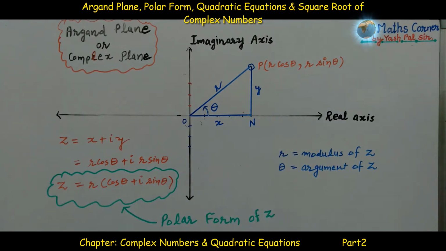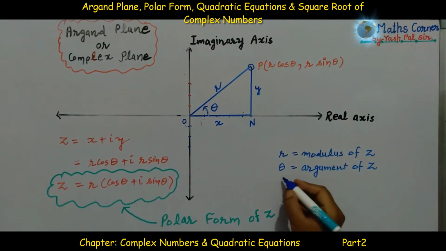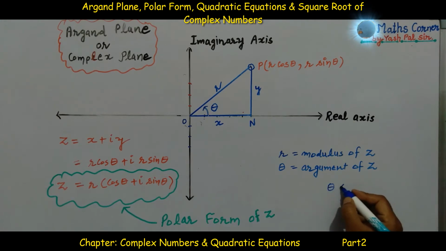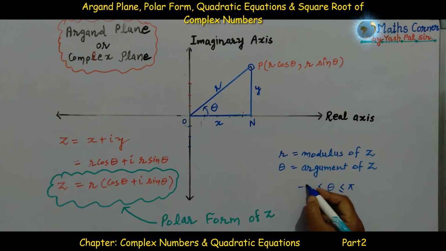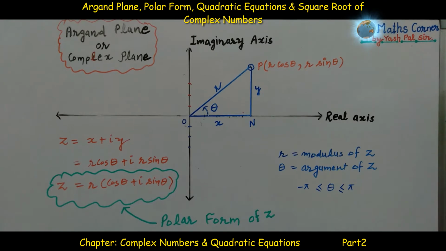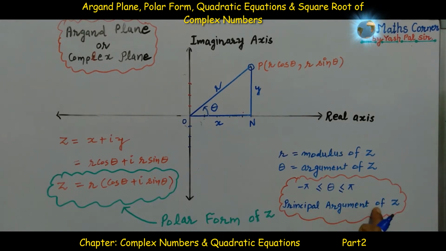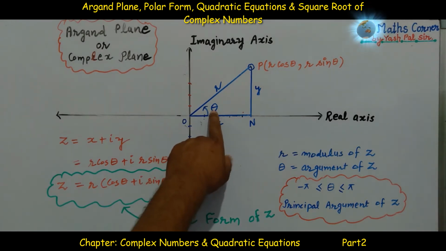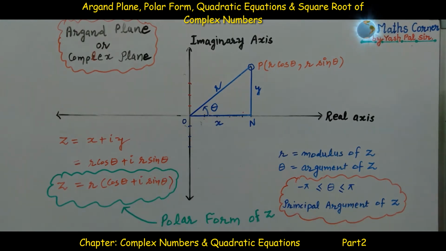Now when this theta is less than or equal to pi and greater than or equal to minus pi, then this is called principal argument of z. What is principal argument of z? When this angle theta is greater than or equal to minus pi and less than or equal to plus pi, it means this theta is the principal argument of z.